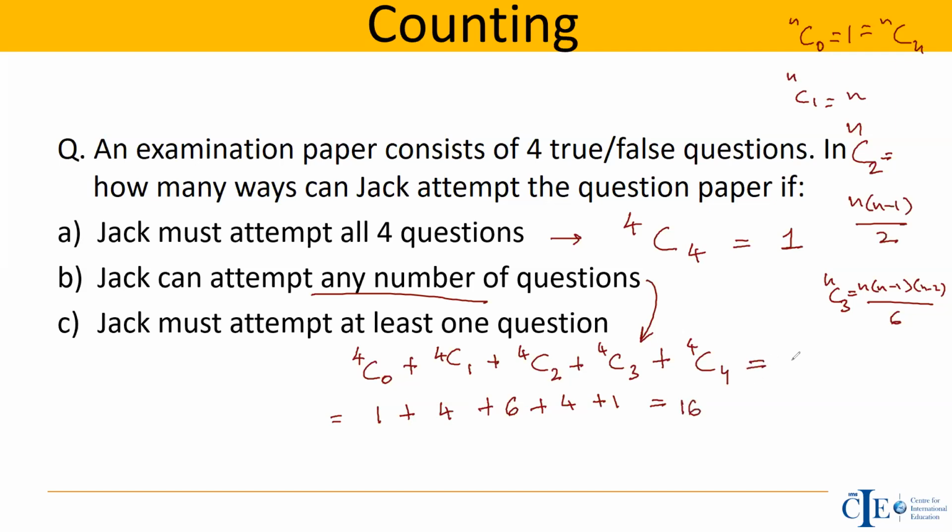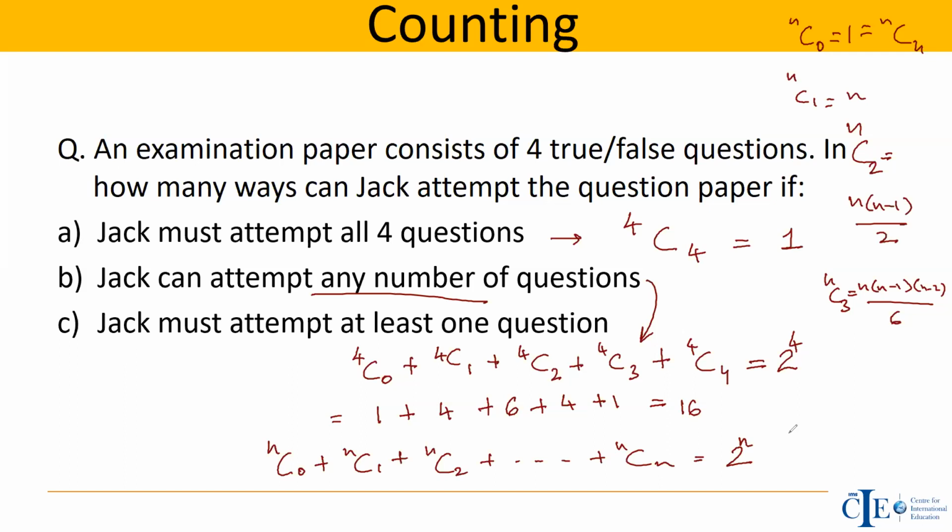Now a direct shortcut to this, if you know, this would be the same as 2 raised to 4. So you can remember this relation that NC0 plus NC1 plus NC2 and so on till NCN, this whole adds to 2 raised to N. Right? It's 2 raised to 4, which is 16. So these all go on and it's equal to 2 raised to N. So this is a shortcut that you can use.